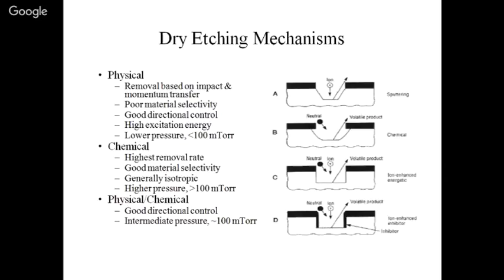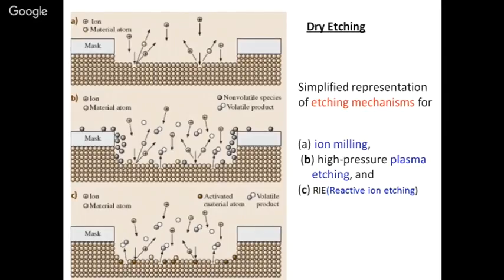Next is your dry etching. Here ions strike the material atoms, and ultimately the material is removed from the surface. So this is a simplified representation of the etching mechanism. You will see ion milling, high pressure plasma etching, or reactive ion etching. And the masks are provided where we are not interested at all in cutting or removing the material atom by atom. There you put the mask. Clear? So this is dry etching by striking positive ions.